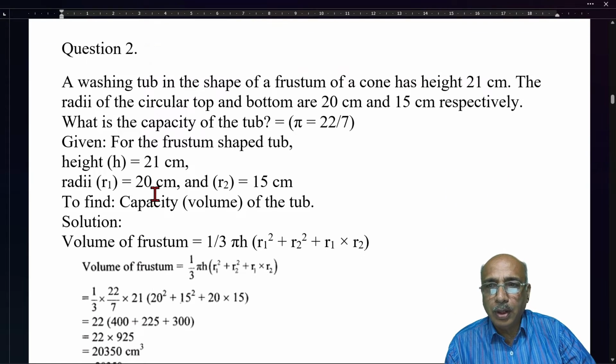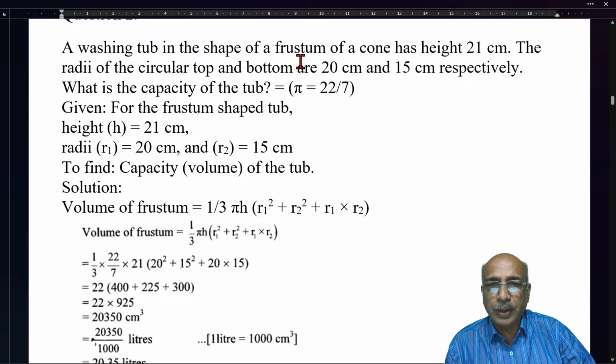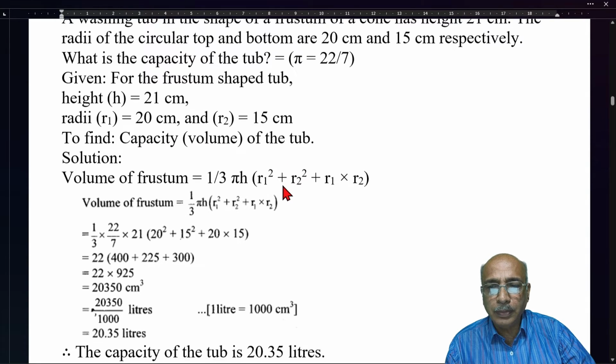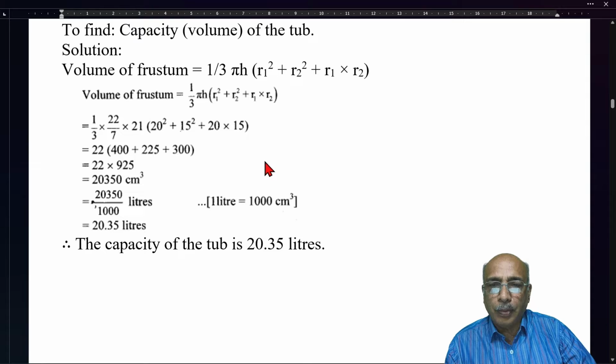Question number 2. A washing tub in the shape of a frustum of a cone has height 21 centimeter. The radii of the circular top and bottom are 20 centimeter and 15 centimeter respectively. What is the capacity of the tub? Pi equals 22 by 7. Given for the frustum shaped tub, height h equals 21 centimeter, radii r1 equals 20 centimeter and r2 equals 15 centimeter. To find capacity, the volume of the tub, the formula for the volume of frustum is 1 by 3 pi h into r1 square plus r2 square plus r1 into r2.